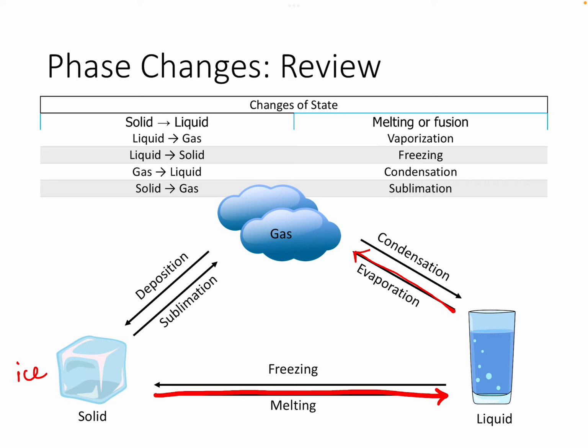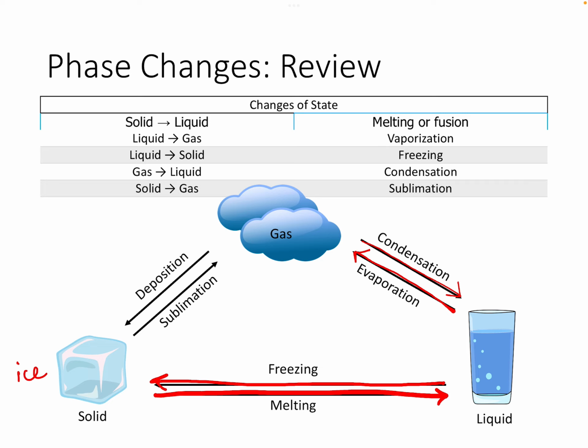Now we could go the other way. We could decrease the temperature of our gas or remove heat from the gas, and it's going to cool back down or condense into a liquid. And then if we keep removing heat from our liquid, so we decrease the temperature, eventually that liquid will freeze back into a solid, in this case, ice.